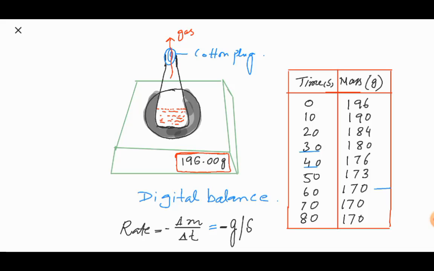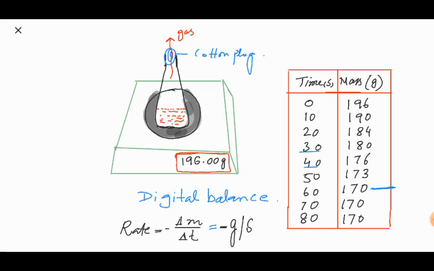You can see here in the data, at the beginning the total mass here is 196 gram. After 10 seconds we are left with 190 gram. After 20 seconds we are left with 184 gram. After 30 seconds we are left with 180 gram. After 40 seconds we are left with 176 gram. After 50 seconds we are left with 173 gram. And after 60 seconds we are left with 170 gram of the reaction mixture. After 70 seconds, 80 seconds, there is no further decrease in the mass of the reaction mixture, which shows that the reaction is over.